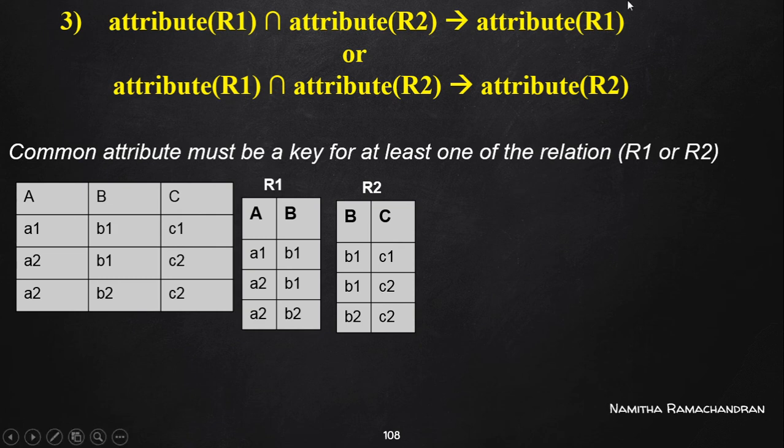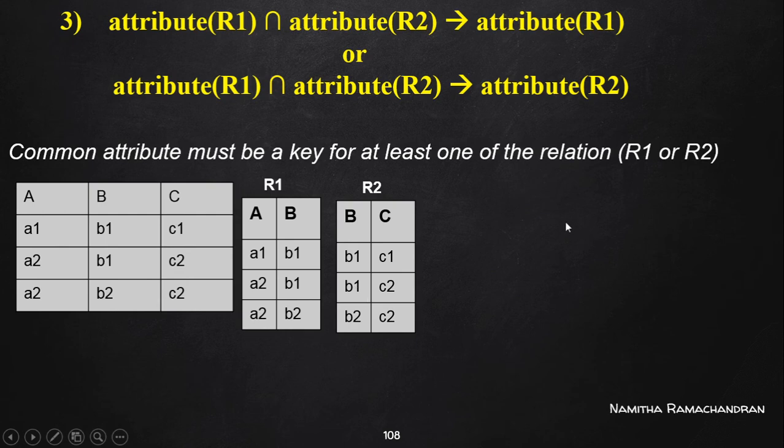Right. So it is clear that using this B we can't distinguish different rows of this relation R2. Means this B is not a candidate key of R1 or R2. Not a candidate key here and not a candidate key here. Means condition 3 is violated here.